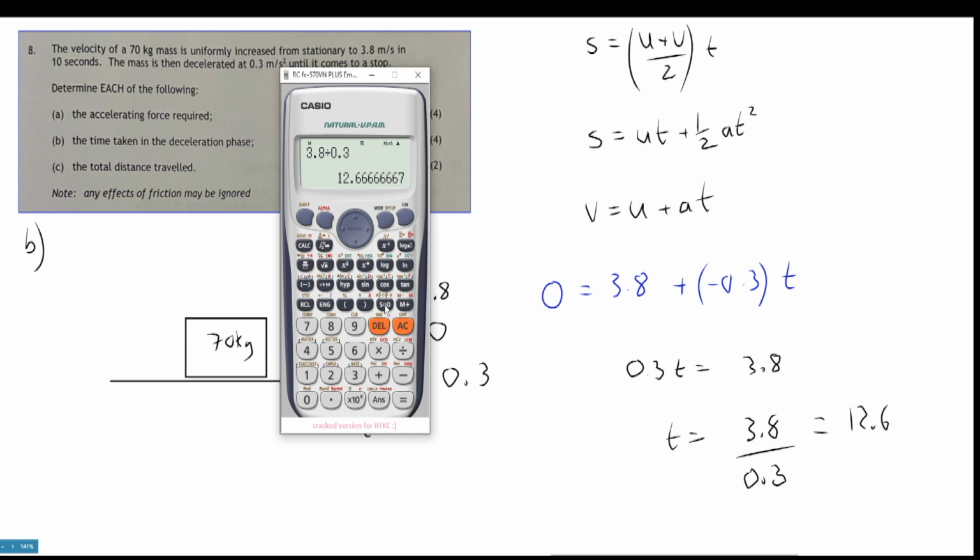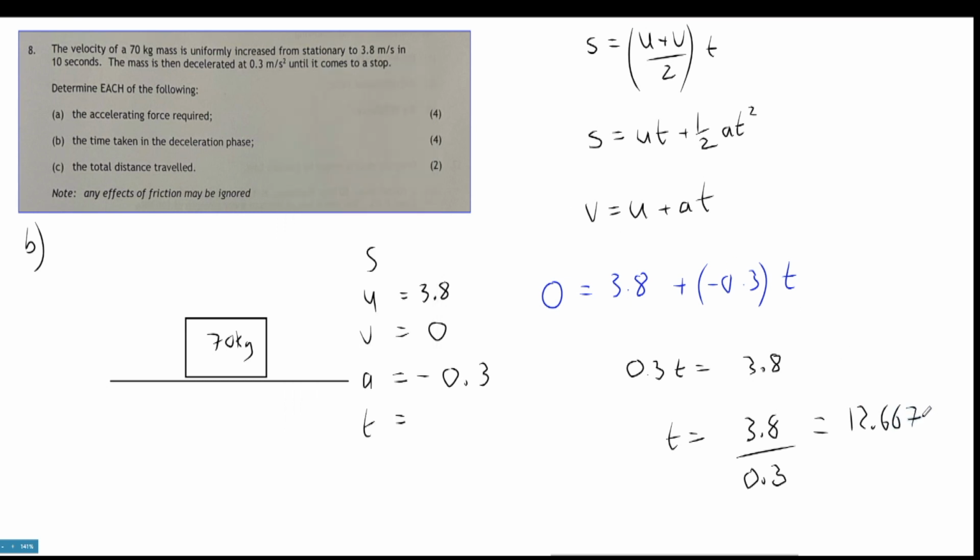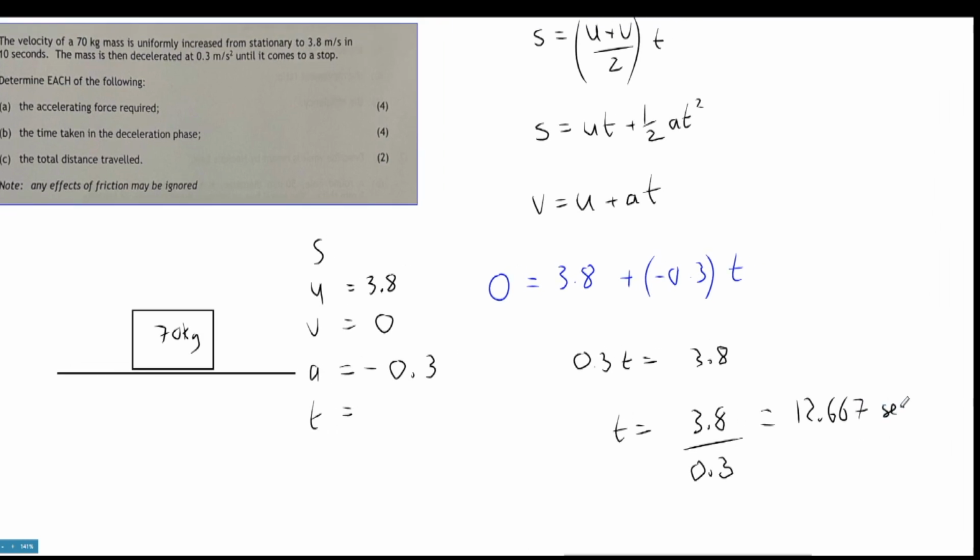This little bracket thing, I can press this button to get it like this. So 66667, it's just going to round up at some point, seconds. So this is the time taken in the deceleration phase. The total distance traveled is in both the sections, both in the acceleration and the deceleration. So I need the total distance traveled. I need s in the deceleration phase. We'll do that bit first because we're right here, and then we'll do the distance for the acceleration phase, the first part.